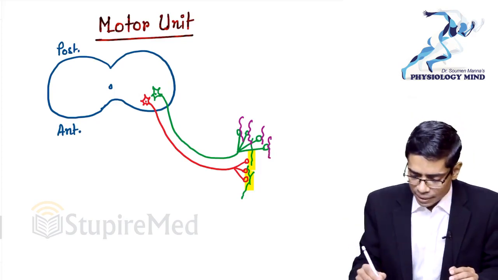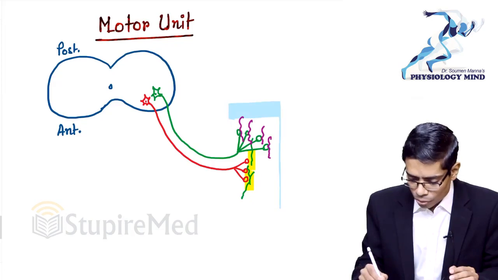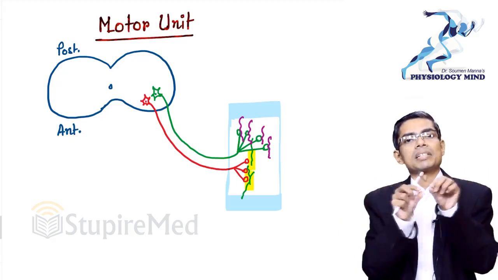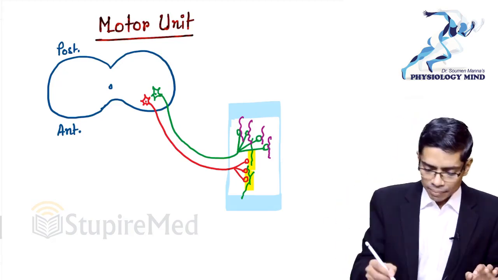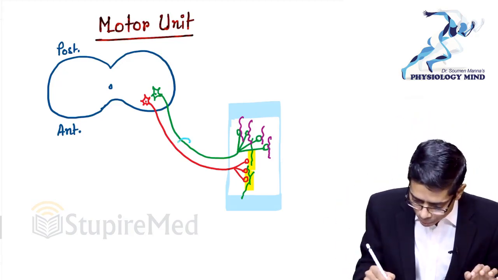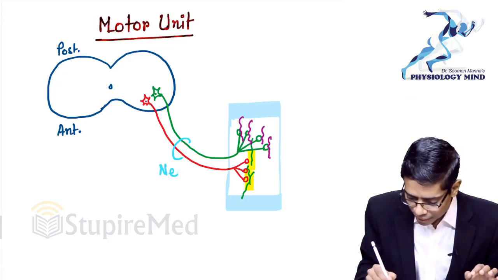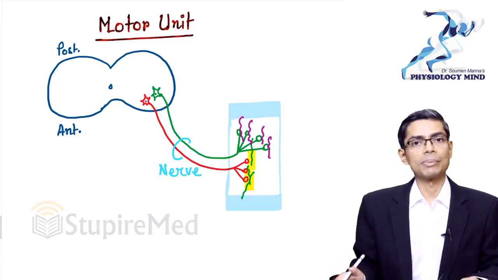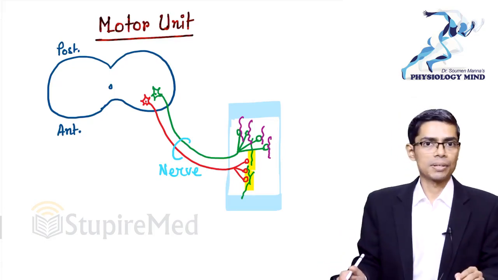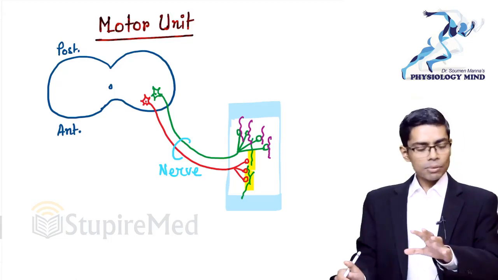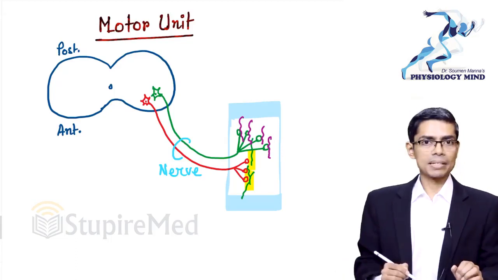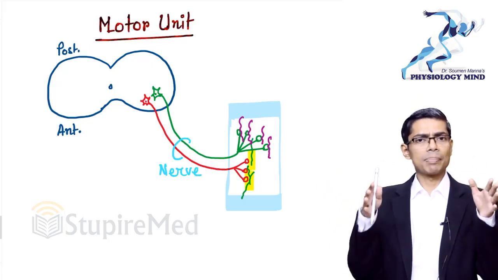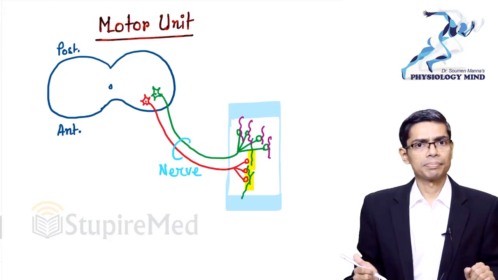So basically this is your total skeletal muscle. Inside the skeletal muscle, multiple muscle fibers are there, and this is your motor nerve. Nerve is composed of multiple fibers that we have already discussed in the neuron chapter. So now if you look at the skeletal muscle, it is composed of multiple fibers, and multiple fibers are supplied by different motor neurons.